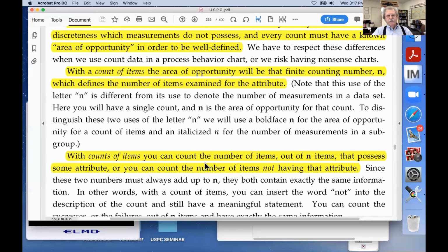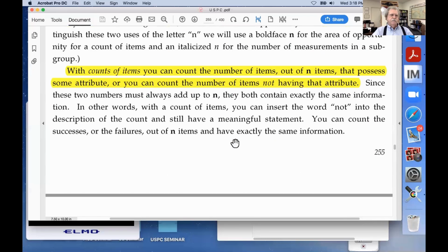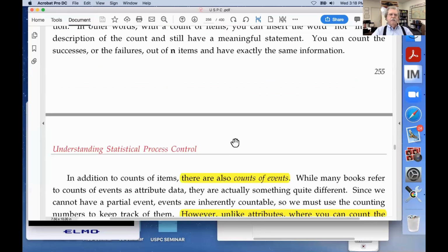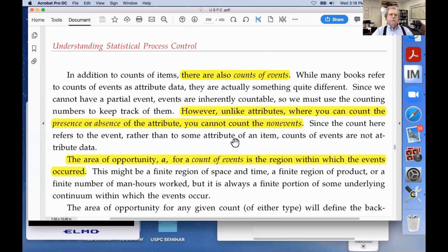With counts of items, you can count the number of items out of n items that possess the attribute, or you can count the number of items out of n items that do not possess the attribute, like when we were counting the yellow beads. We could have counted the number of yellow beads or the number of beads that weren't yellow in each paddle of 40 beads. Count of items.